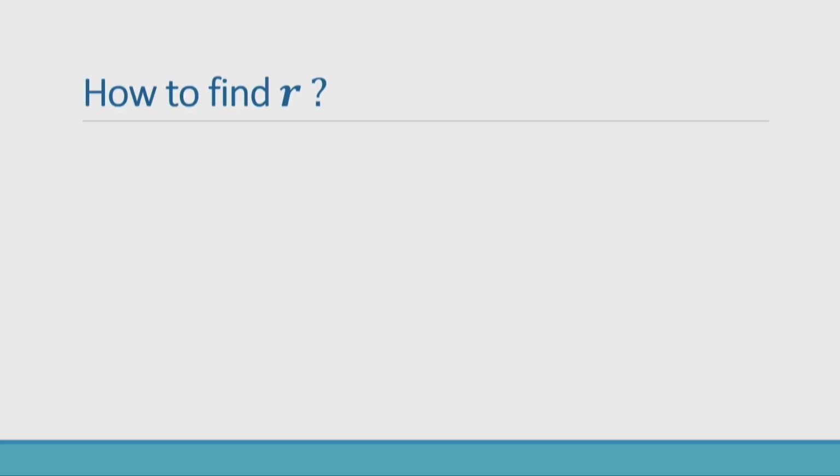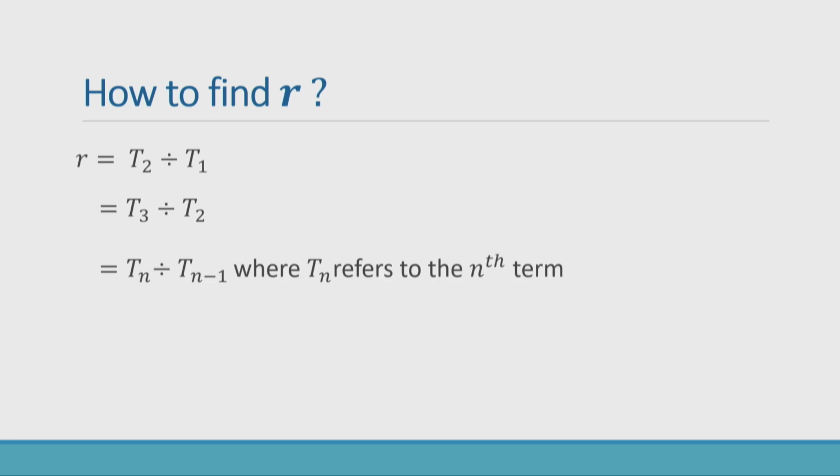Now, how do we find R? We can obtain the value of R, the common ratio, by taking the second term divided by the first term, or the third term divided by the second term, or in general, to get R, we take Tn divided by Tn minus 1.